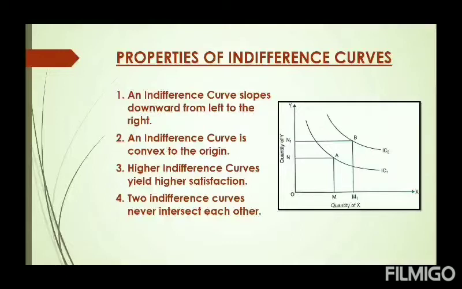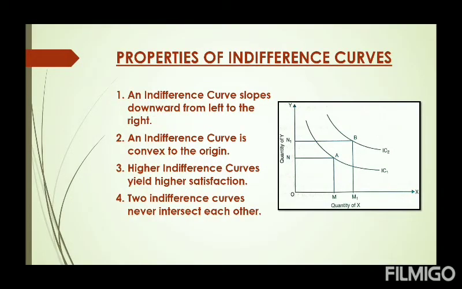The second important property is that an IC is convex to the origin. Why? Convexity of the indifference curve is because of the assumption of diminishing marginal rate of substitution, because that implies the slope of the IC must be decreasing from left to right. That means, in the first indifference curve figure which we have shown, the sacrifice of the consumer for one commodity in order to get the second commodity keeps decreasing with each extra unit, and that decreasing MRS is responsible for the convexity of this indifference curve.